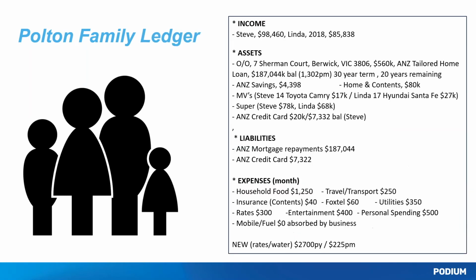Their family ledger's looking pretty realistic and pretty healthy. They're both earning good incomes. Their assets, liabilities and expenses are realistic. They've also noted down that there are potentially new expenses coming through in the way of rates and water.